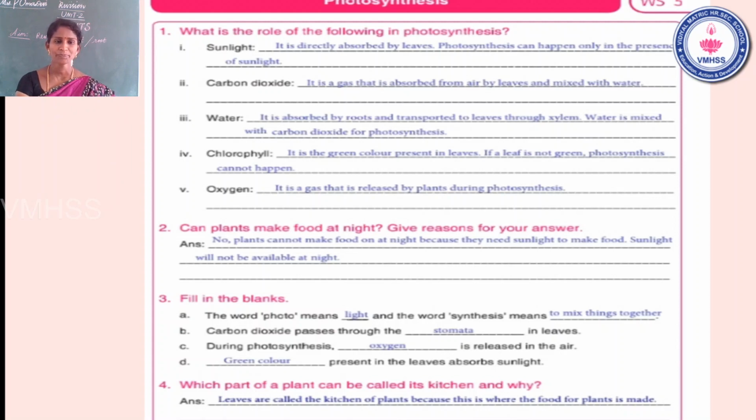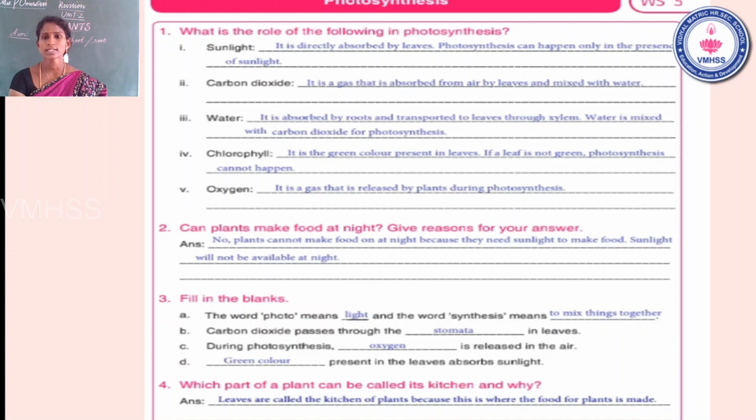See the slide, ma. It is directly observed by leaves. Photosynthesis can happen only in the presence of sunlight. So, the sunlight is very important during the photosynthesis process. See the second one, carbon dioxide.